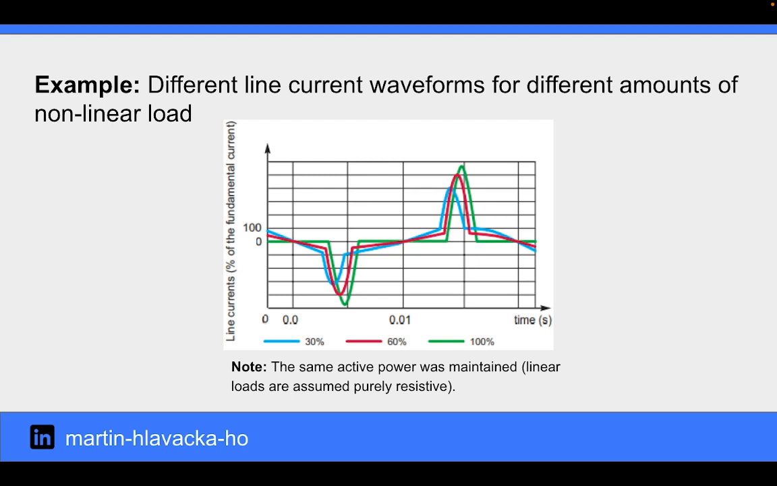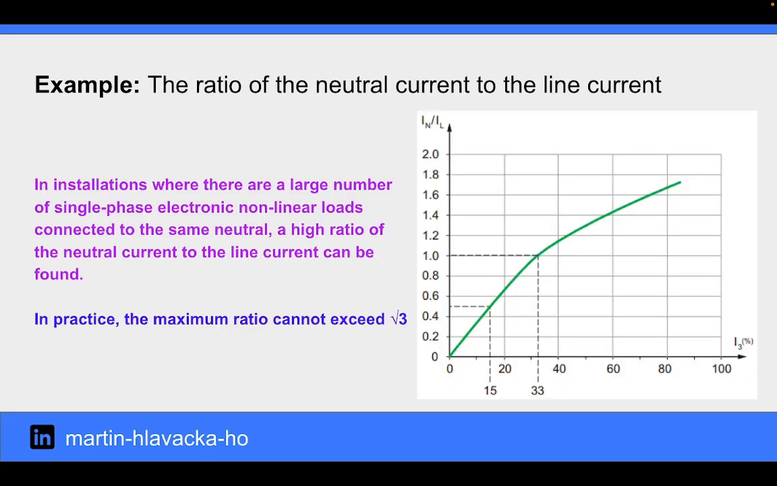In the image, you can see different line current waveforms for different amounts of nonlinear load with the active power maintained for linear loads. In this graph, you can see the different relationships between neutral currents and line currents. As the number of single-phase nonlinear electronic loads connected to the same neutral increases, the third harmonic ratio also increases.